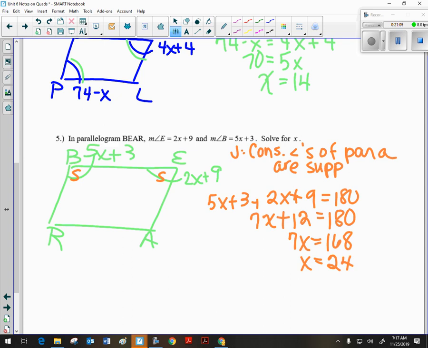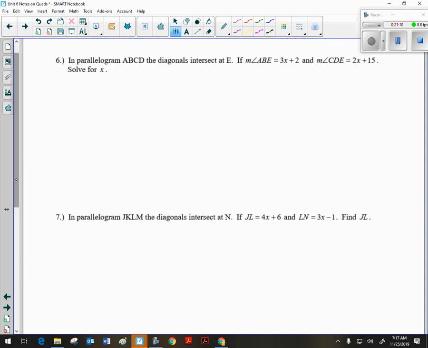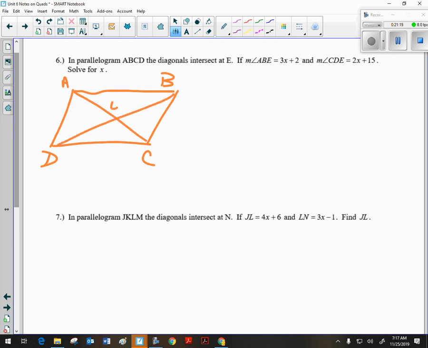The next page has a couple more questions on it. Let me flip over here. Question 6, parallelogram ABCD. Diagonals intersect at a point called E. Angle ABE, that's this angle right here. I don't really have room to write it in there. I got to write it on the side again. Is 3x plus 2. Angle CDE, that's this angle, is 2x plus 15. And again, I don't have room to write it, so I'll write it on the side.